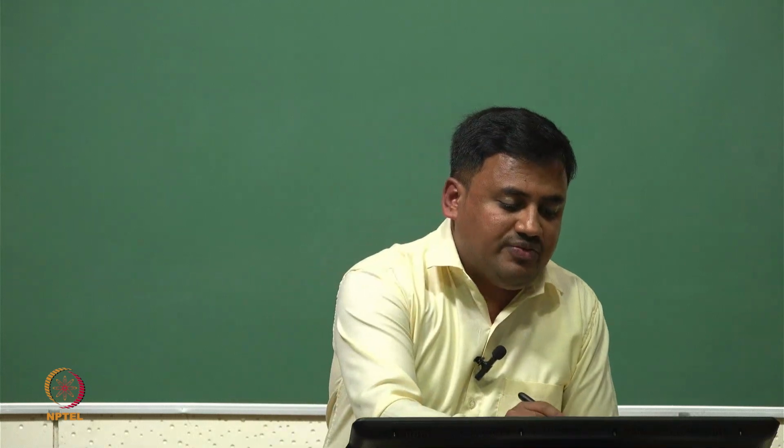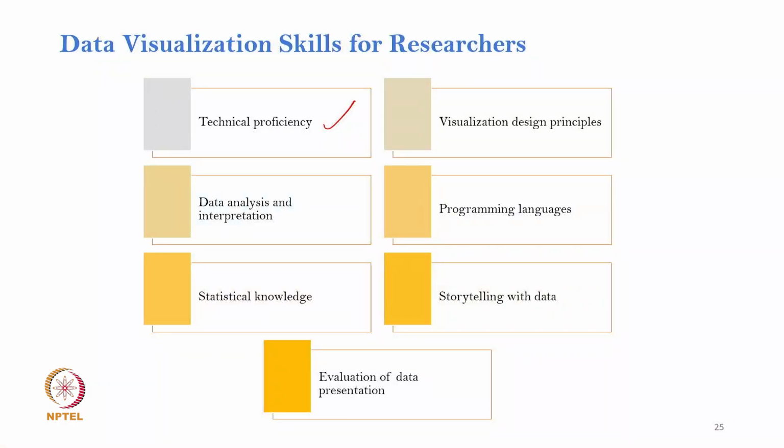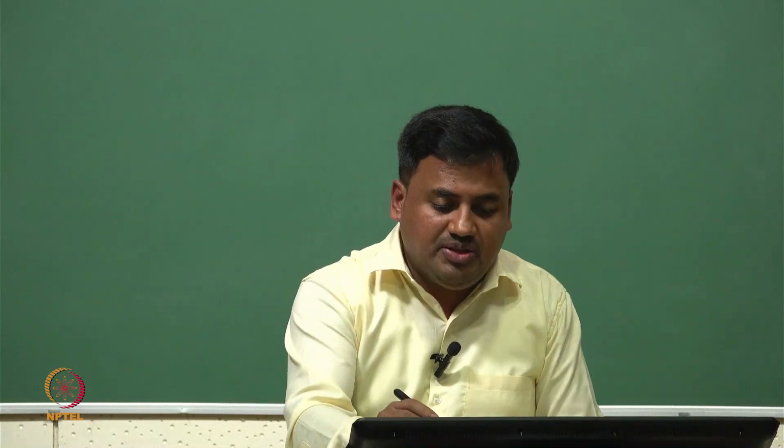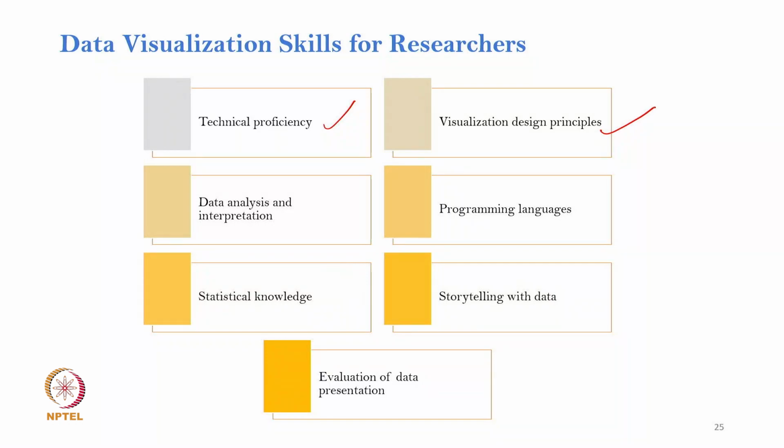The first one is technical proficiency. Under technical proficiency, the researcher should have the ability to effectively create, design, and communicate research results through various representations of data. It means they should know data visualization tools such as Tableau or Power BI, or online data visualization tools such as Canva or OSviewers, etc. And the visualization design principles. Knowledge of data visualization design principles such as color theory, typography, and layout is important for creating visually appealing visualizations.